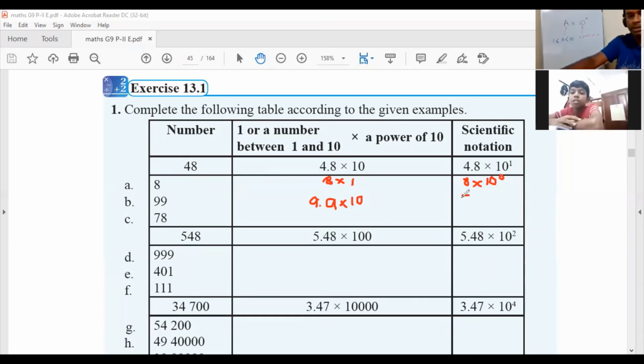In scientific notation, 9.9 multiplied by 10 to the power 1. Yes, 9.9 is in between 1 and 10. Good. Right, 78. It is 7.8 multiplied by 10. That is 7.8 multiplied by 10 to the power 1. Yes, good. Your answer is correct.